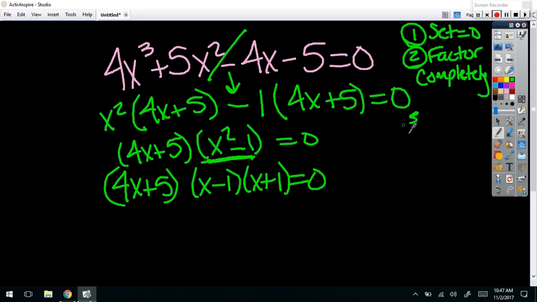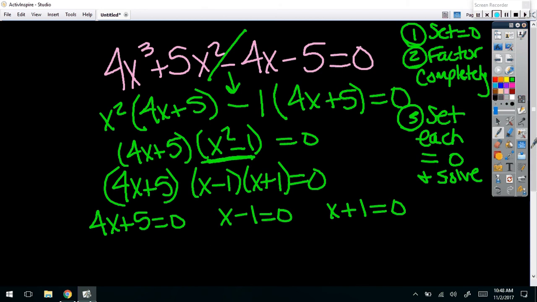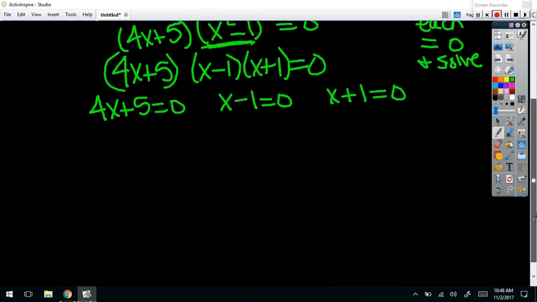Now we set each piece to 0, and so I'm asking, do we solve it? Yes. Anytime you see an equal sign in there, you need to find what x equals. x equals 5 over 4. X equals 1 and x equals -1. I'm going to set each one to 0 and I'm going to solve. And somebody said, can we get fractions? And you absolutely can. And that's it.